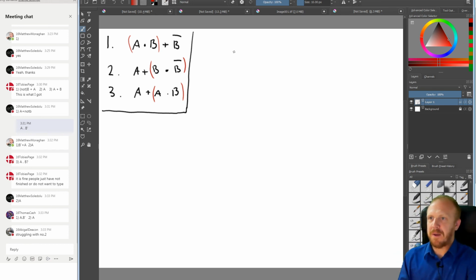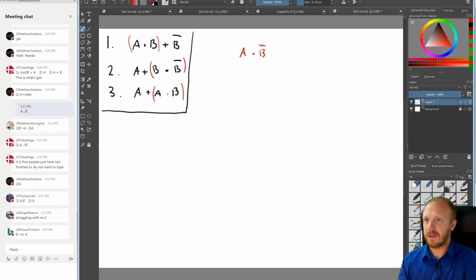Right, let's go through them all then. So the first one is the same format as stuff we've just looked at. So that B bar needs to be multiplied into the brackets. So it becomes A, not B bar, whoops, A plus B bar, I mean, dot A dot B, dot B plus B bar.